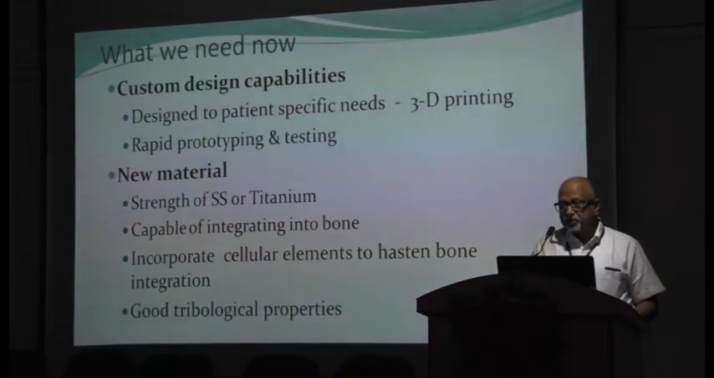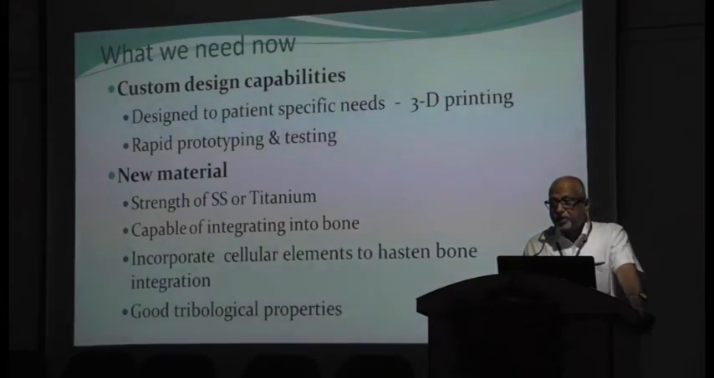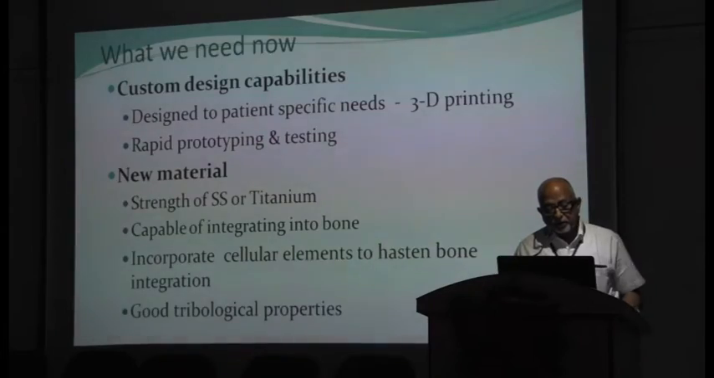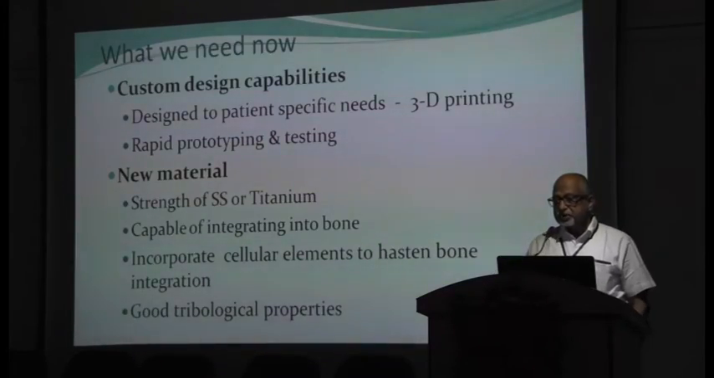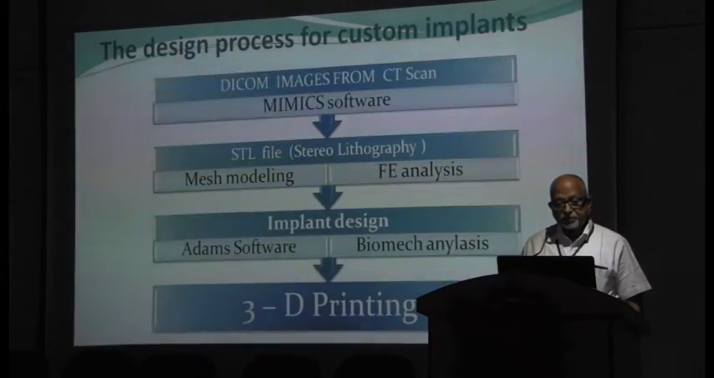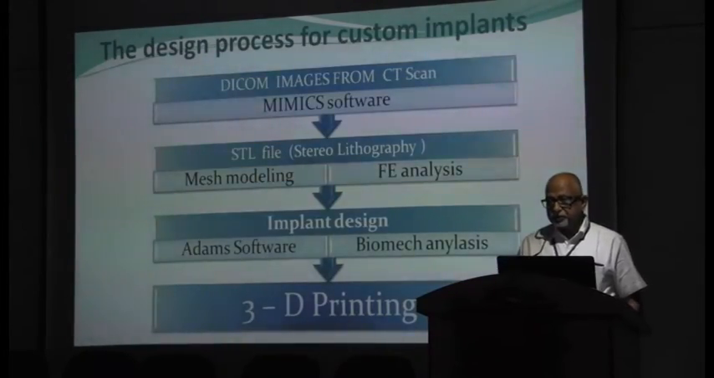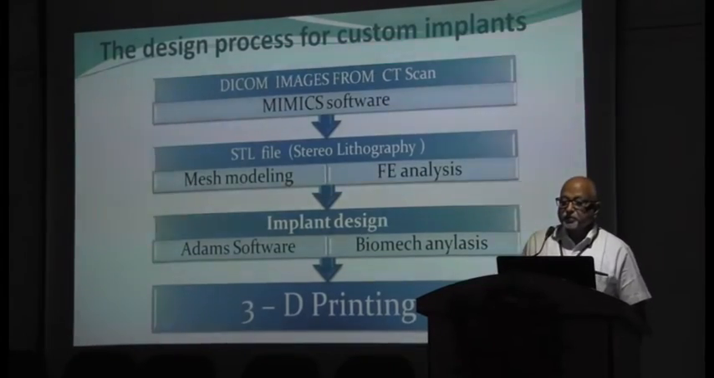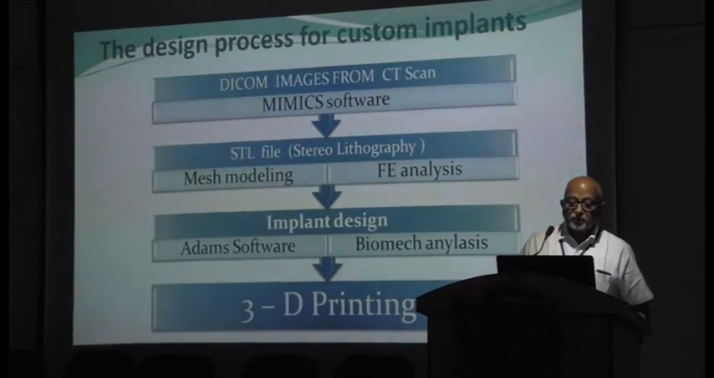What we need now to address some of these bone deficiencies, which we see very often, are custom design capabilities and a new material which has the strength of either stainless steel, chrome cobalt steel, or titanium, and is capable of integrating into bone, incorporating cellular elements to hasten bone growth, and with good tribological properties. I was involved in a couple of research projects, which I'll give you a brief outline about.